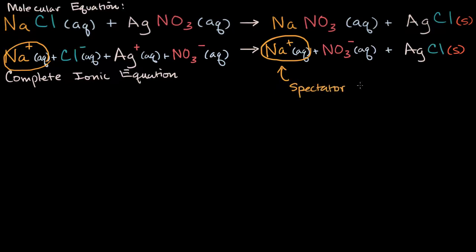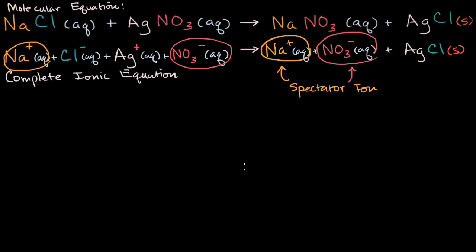Spectator ion. If you want to think of it in human terms, it's kind of out there watching the reaction happen. Its value in this reaction is that it was part of the sodium chloride, and the sodium chloride is providing the chloride that eventually forms the silver chloride, but the sodium is just kind of watching. Similarly, you have the nitrate. The nitrate is dissolved on the left, and the nitrate is dissolved on the right. So the nitrate is also a spectator ion.